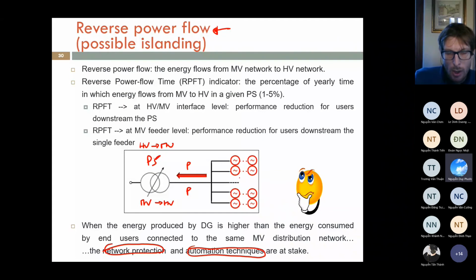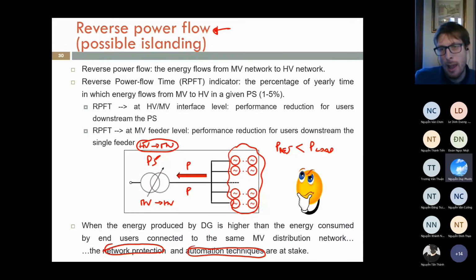So it would be better, if we want to help the current distribution network, not to have reverse power flow. So we should design the power produced from DGs not to be higher than the load. The power from RES should preferably be lower than the power of the load, so that the power still goes from high voltage to medium voltage. That can help the distribution networks.